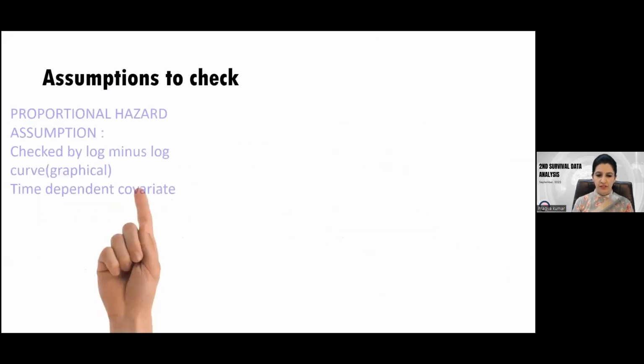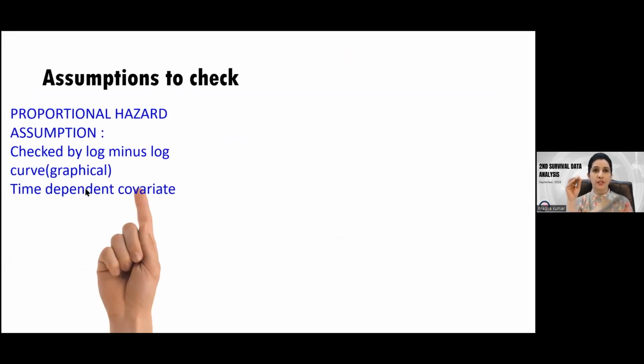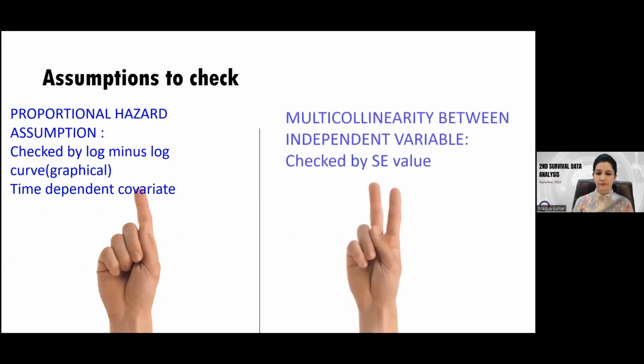So, proportional hazard, like I have written here, time-dependent covariate. If the proportional hazard assumption is not met, that means the hazard ratio is changing with time, and that ratio is not constant. And there is a way to check it. There is a graphical way, which we check by log minus log curve. And there is a time-dependent covariate.